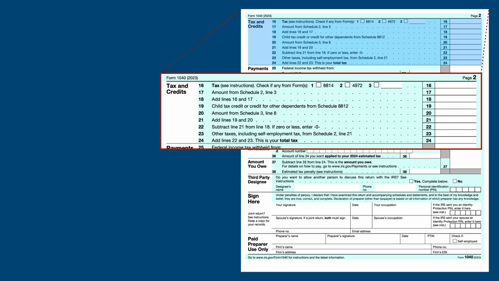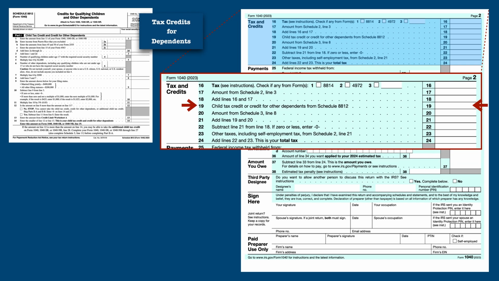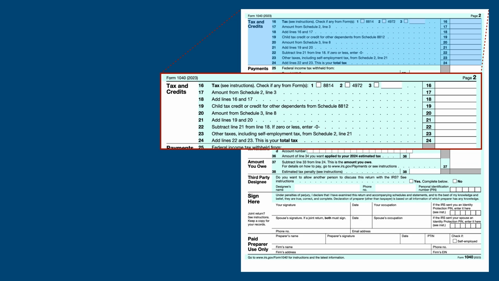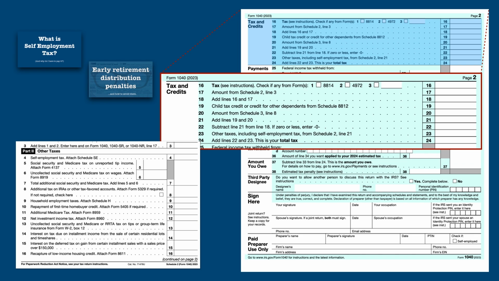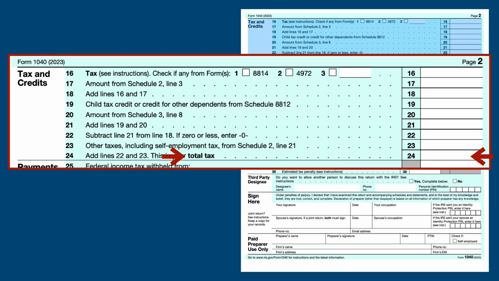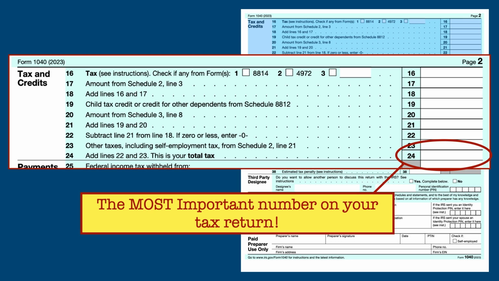Now it may be time for you to take some credits. We'll start with the child or other dependent credits, and we'll add any non-refundable credits from Schedule 3, Part 1 on line 20. Whoops! Time for more taxes. These taxes include such items as self-employment tax or penalty taxes related to tax-deferred retirement accounts. These taxes are listed in Schedule 2, Part 2, totaled and entered on line 23. After all these credits and additional taxes, the amount on line 24 is your total net tax. This figure, and not your refund or balance due, is the most important number on your tax return.